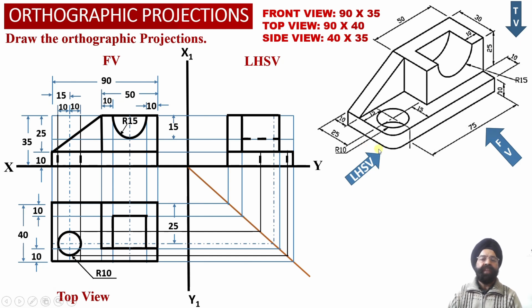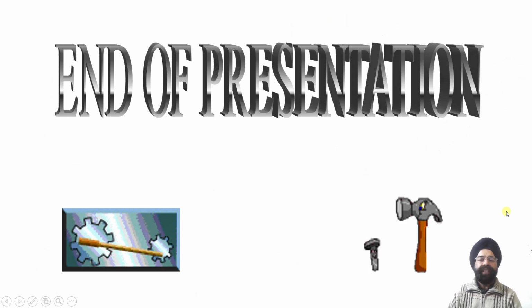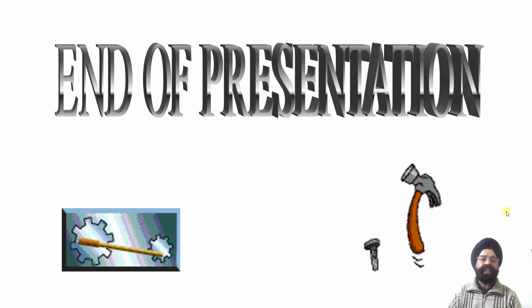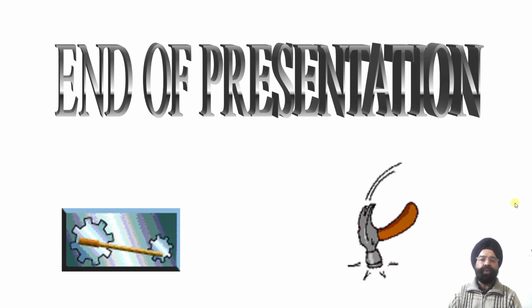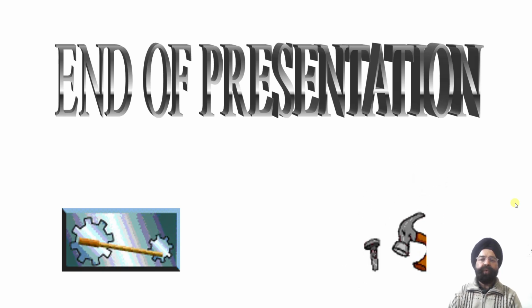So this way we have been able to obtain orthographic front view projections, orthographic top view projections, and orthographic left hand side view projections corresponding to an engineering object for which the 3D isometric projections were available with us. So this is all for today. We are going to continue with further discussion regarding a few more illustrative cases of orthographic projections of solids in the coming lecture classes. So thank you very much.